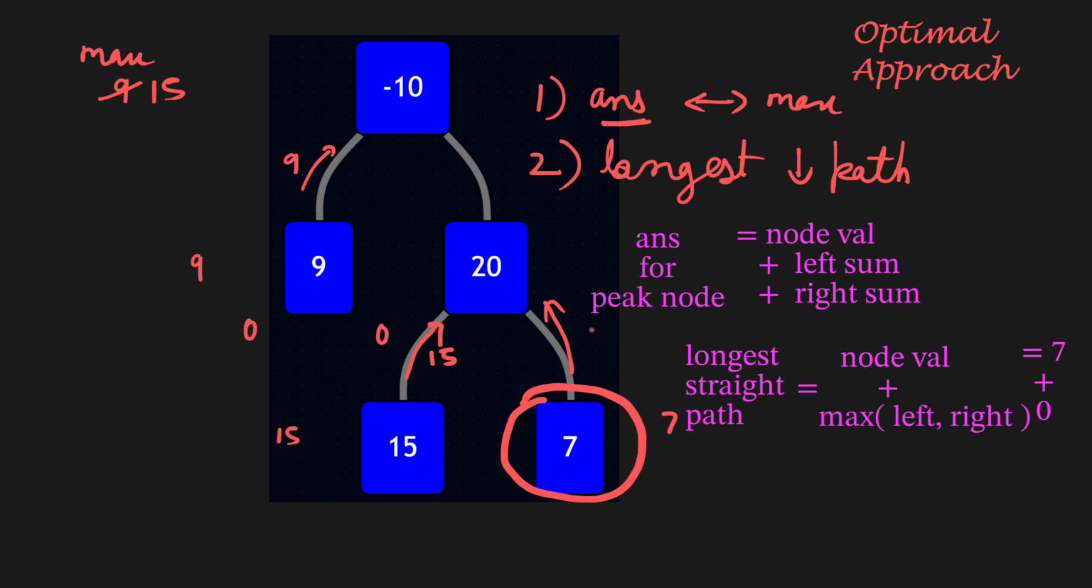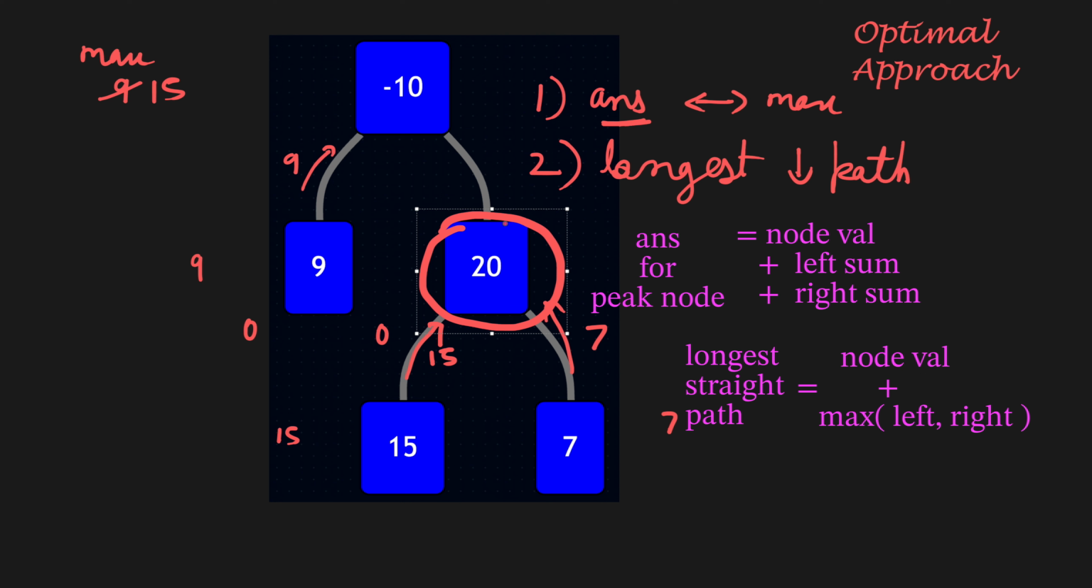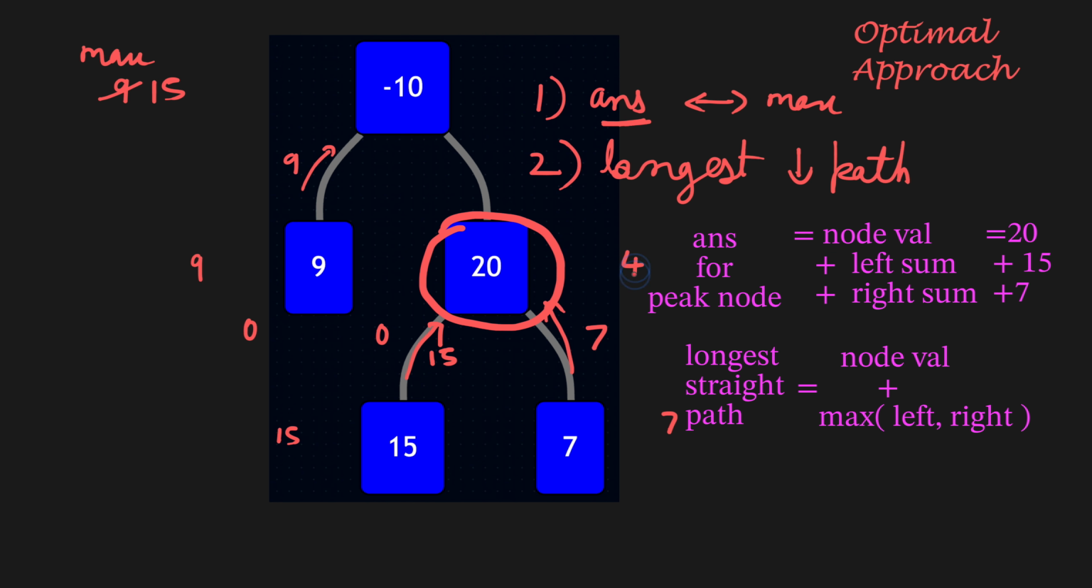So we will return 7 from this path. And finally, we come to node 20, since both its children are processed. And for it, the left sum is 15 and the right sum is 7. And again, we first run job 1, which is to calculate the answer with 20 as the peak node, which will be 20 plus 15 plus 7, which is 42. And this 42 is more than the current maximum. So now the maximum path sum becomes 42.